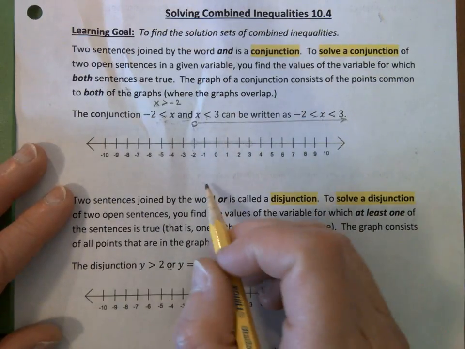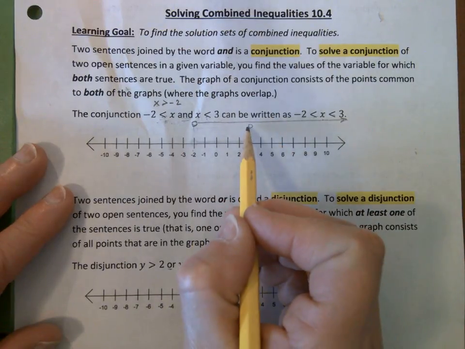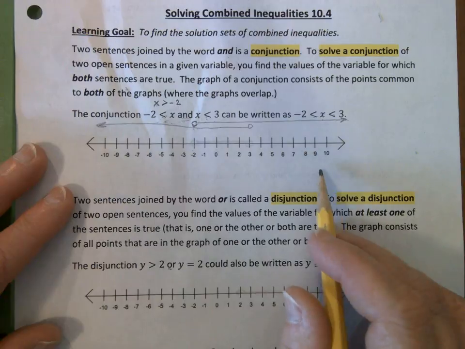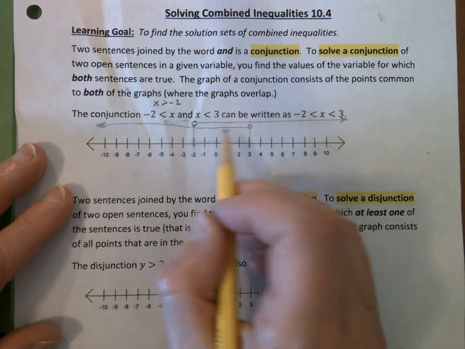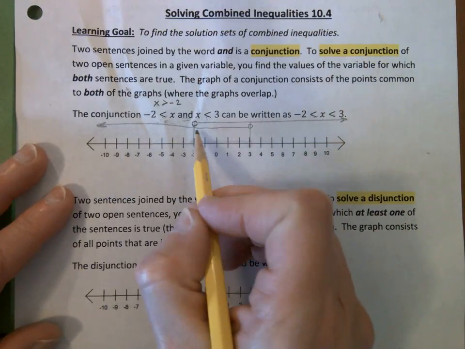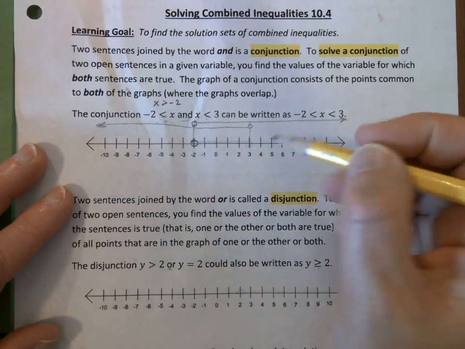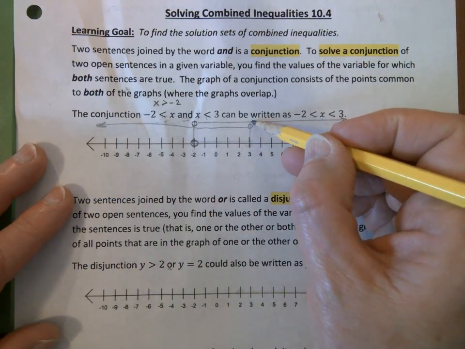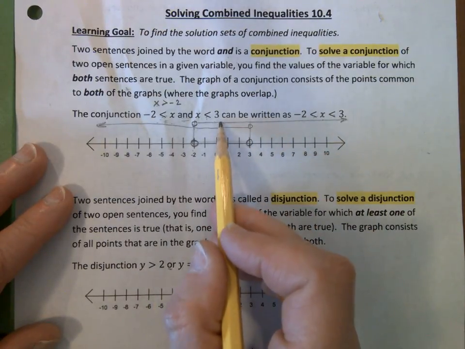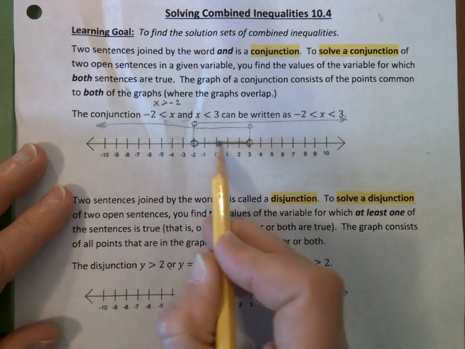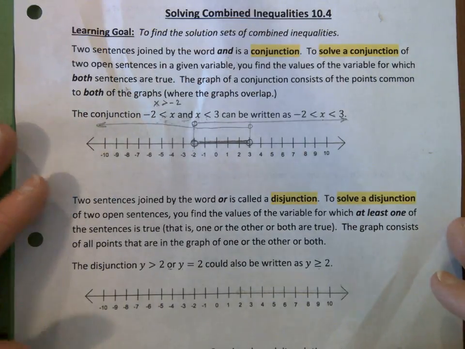My other inequality says x is less than 3. So I come to where 3 is, and I'm going to put an open circle there, and I would graph it this way because x is less. Now I'm looking to see where they intersect or overlap. So -2 is a solution for the second inequality, but not the first, so I'm going to have an open circle at -2. And 3 is a solution of the first inequality, but not the second, so I'm going to have an open circle there. But all the numbers in between are solutions for both of them because they overlap. So that is going to be the graph of that conjunction.